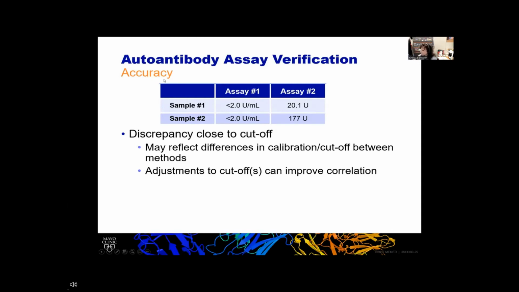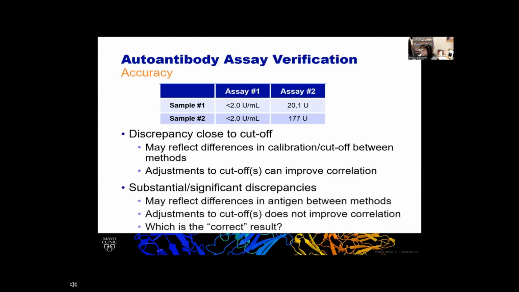Now, that is different from the sample number 2 that I'm showing you here. On sample number 2, we get a negative or undetectable result on the first method, but a significantly positive result on the second method. And these are what I would say are more substantial or significant discrepancies. Now, we can talk about why we see these discrepancies, and we'll get into that in just a minute. Sometimes I think these discrepancies are reflecting differences in the antigen between the methods, or at least maybe it's more accurate to say it's how the autoantibody is recognizing the antigen between the methods, maybe explaining some of this discrepancy.